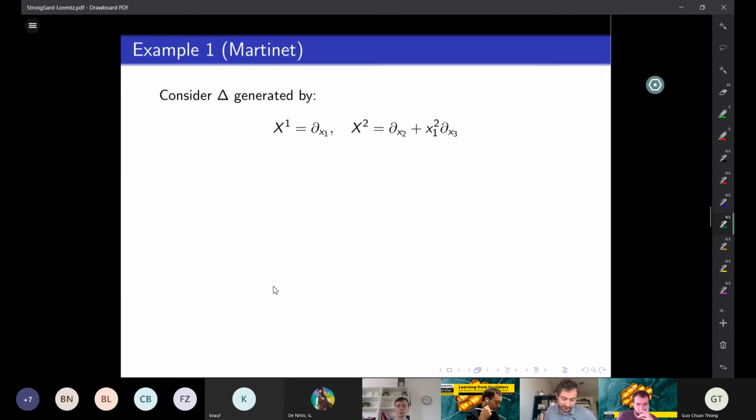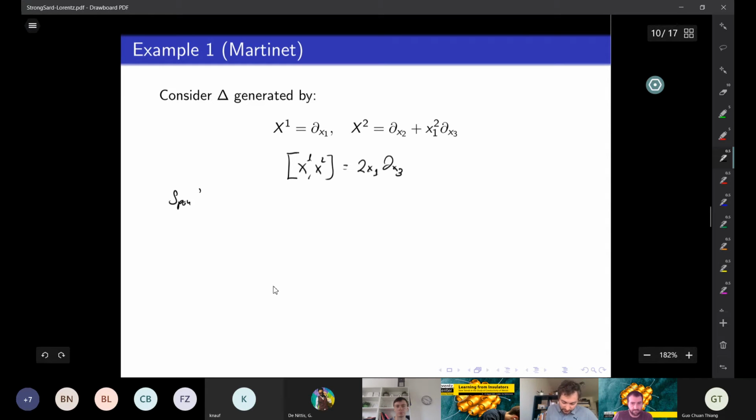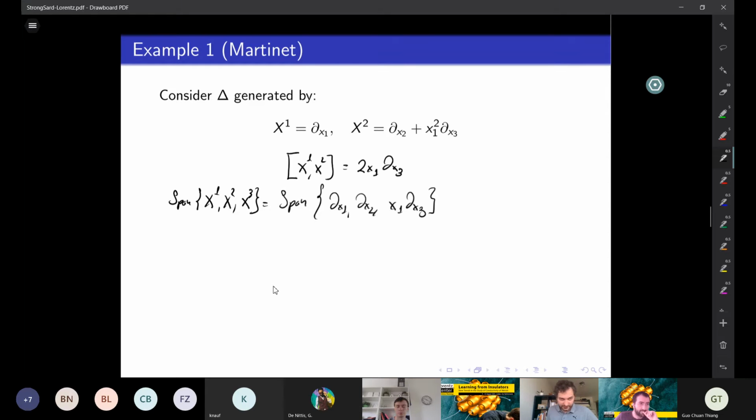So this is one of the first ones, which is due to Martinet. In this case, we have a distribution given by ∂x1, and another given by ∂x2 plus x1 squared ∂x3. If we consider the Lie bracket, we're going to get 2x1 ∂x3. And then it's easy to see that if we look at the span of X1, X2, and the bracket, this is just going to be the span of ∂x1, ∂x2, x1 ∂x3.